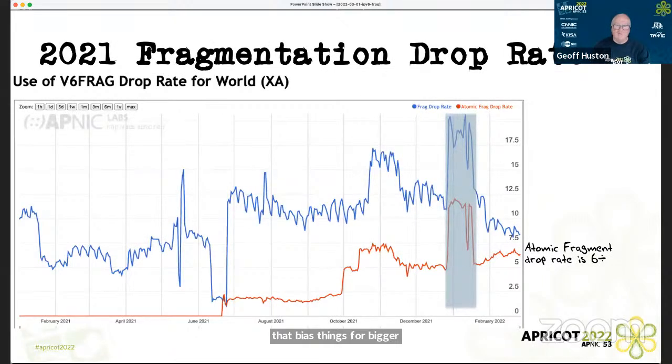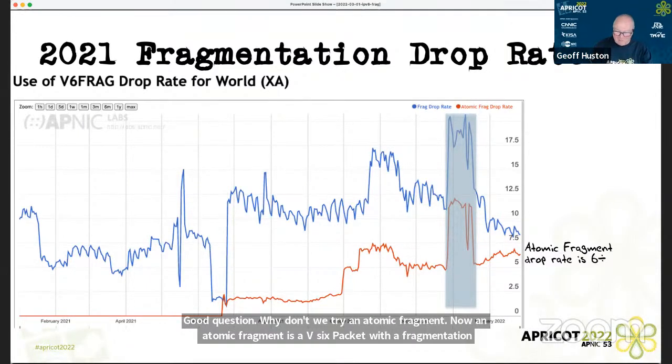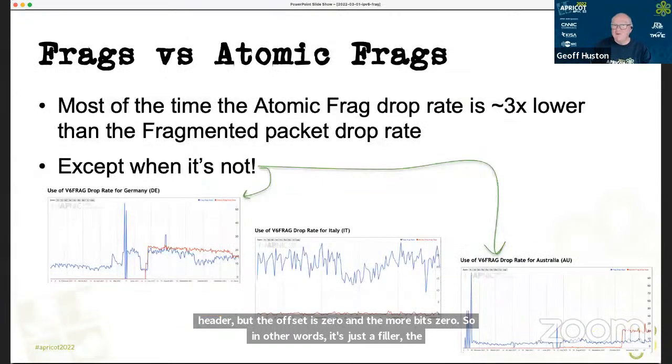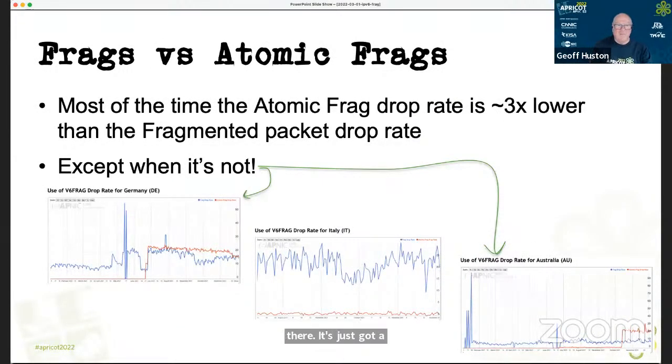How does that go? Well, I'll go back to that original picture I had and now point you at the red line. When we do an atomic fragment, the drop rate is now around 6%. That's a drop rate about extension headers and maybe a relatively stupid form of fragment filtering that doesn't actually check to see if there's a fragment, but it may have something to do with extension headers.